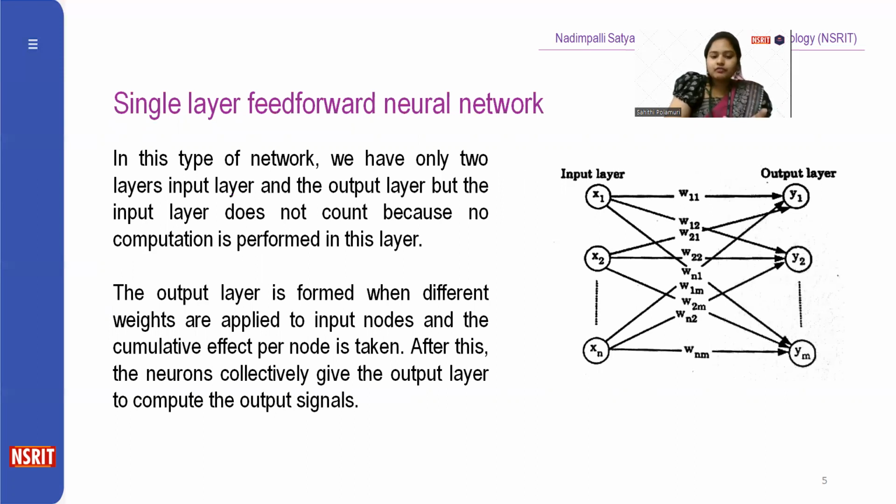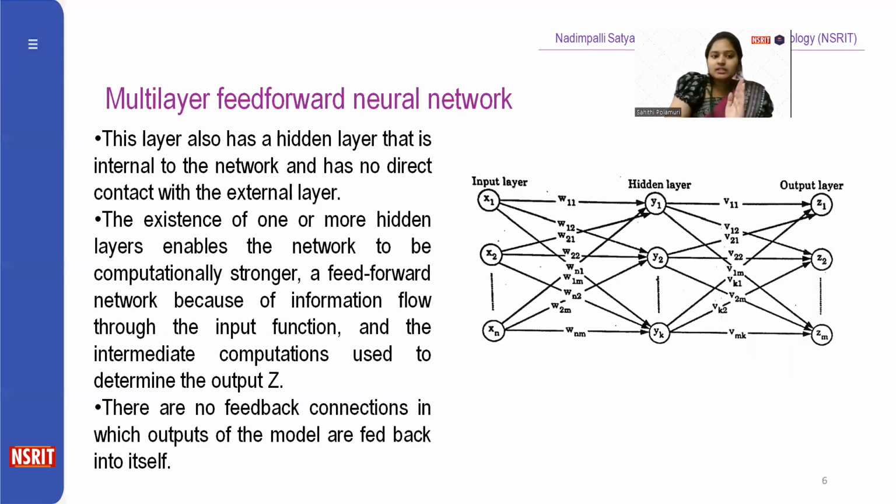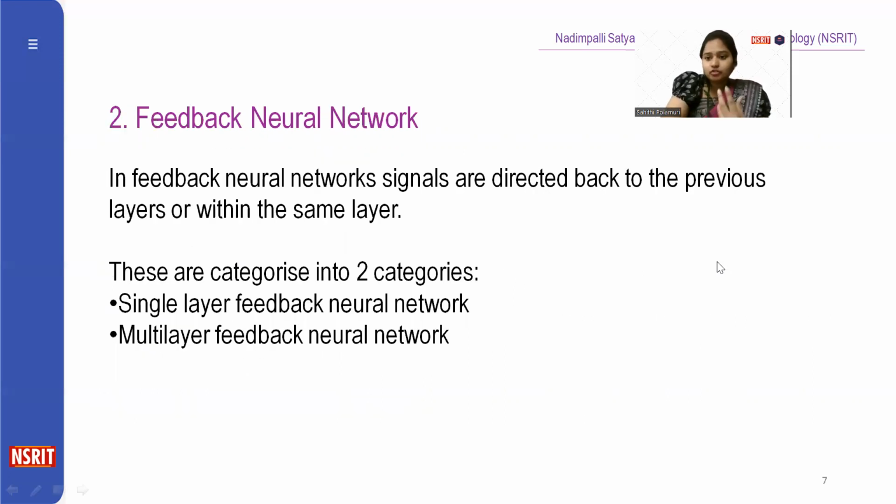So single layer feed forward means there will be no hidden layer. There will be only input layer and output layer, and signals will travel in only one direction. Whereas in multi-layer feed forward neural network, there will be hidden layer also. Okay, input layer, hidden layer, output layer. Here also signals will travel in only a single direction. Whereas coming to feedback neural networks, here signals will travel in both directions. That means the information will get directed back to the previous layers.